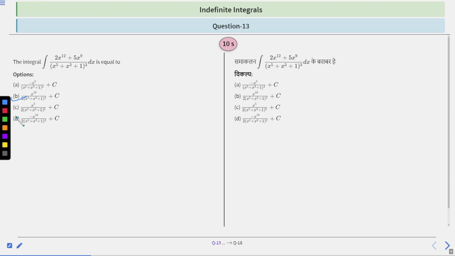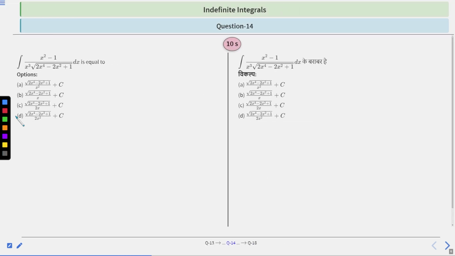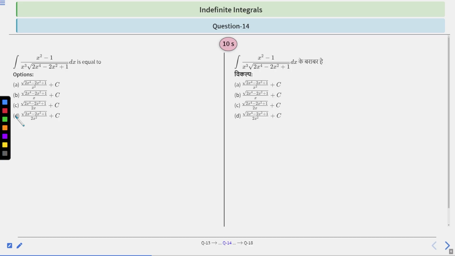Okay, let's move to the next question. Question number 14, which says that integration of x square minus 1 upon x cube root over 2x to the power 4 minus 2x square plus 1 dx. Again, the hint of this question is you can take x to the power 4 as common. So the x square will come outside.